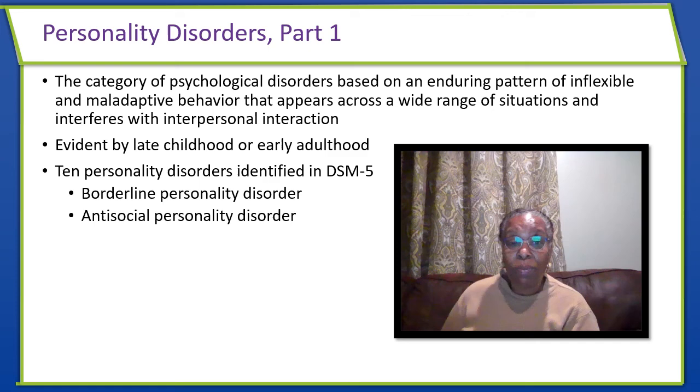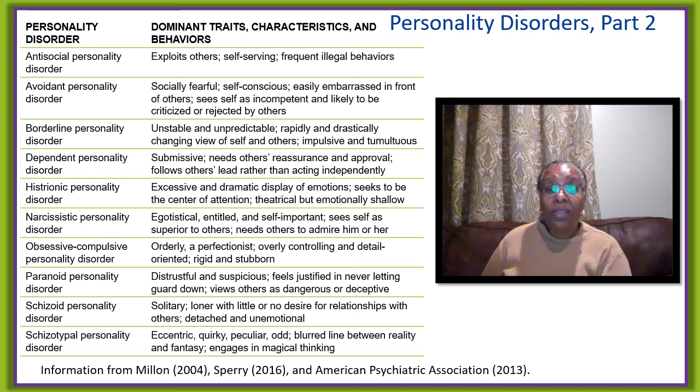Generally speaking, though, we wouldn't say that a child who's 5 years old has a personality disorder, but we would start seeing symptoms in late childhood as well as in early adulthood. There are 10 different personality disorders that have been identified in the DSM-5. Two main ones, though, would be borderline personality disorder as well as antisocial personality disorder. Now, this slide gives you a list, and I do have the chapter for you inside of Canvas for you to review and read. But this gives you some of the different personality disorders that are present.